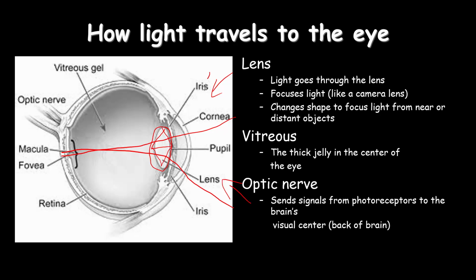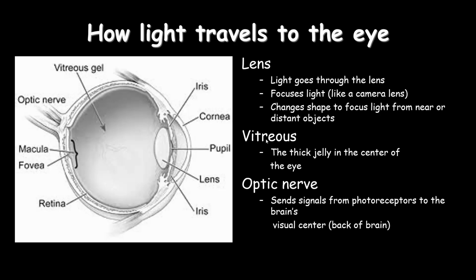Okay, so whenever the light's coming in, its job is to bend the light into the fovea, the focal point of the eye. So the light goes through the lens, it focuses the light like a camera lens and changes the shape or refracts it from near or distant objects.